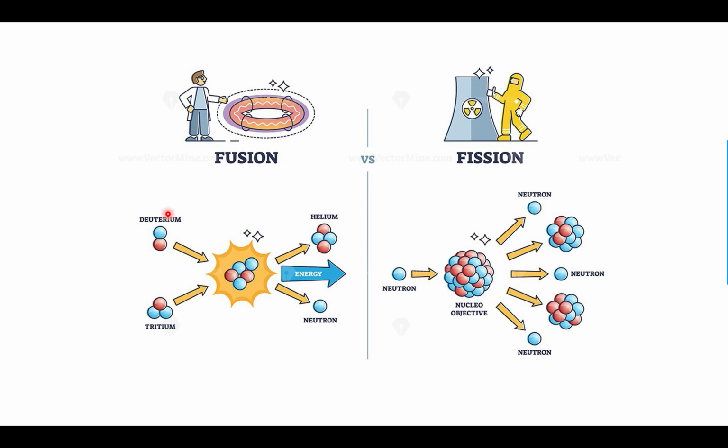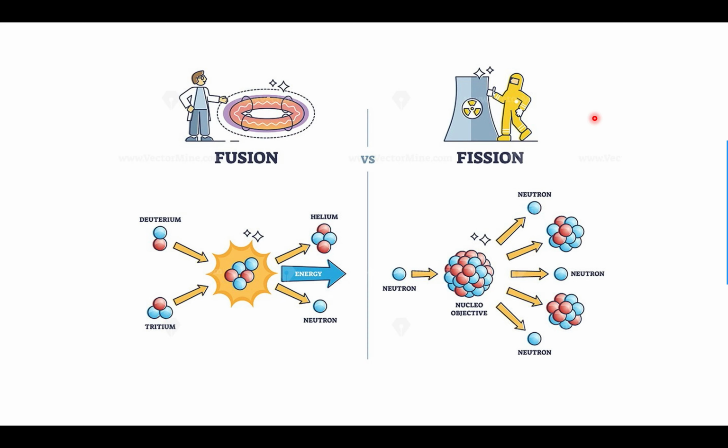two lighter atoms like deuterium and tritium, when these are fused together, they release a huge amount of energy, and there is a formation of a neutron and helium. This process happens majorly in the sun, in our solar system, and generates a huge amount of energy. While fission is where you bombard an atom with a neutron so that it breaks up into smaller fragments. This is commonly used in nuclear reactors for generation of nuclear energy.